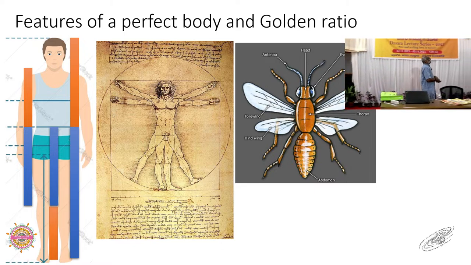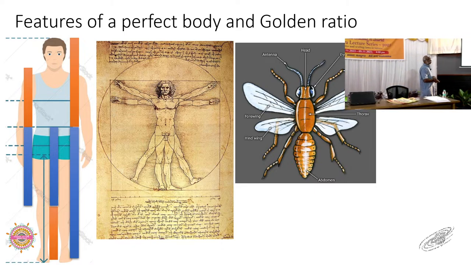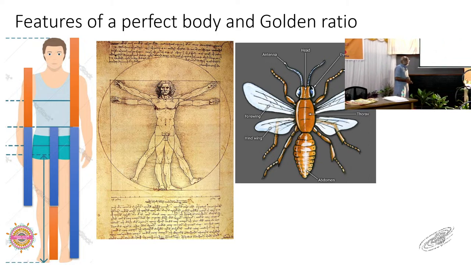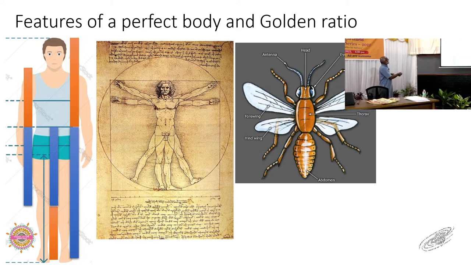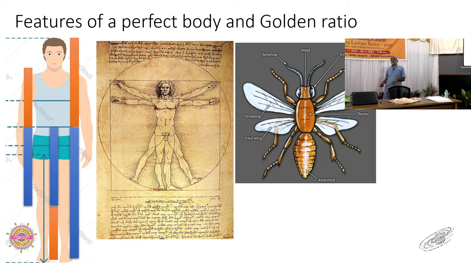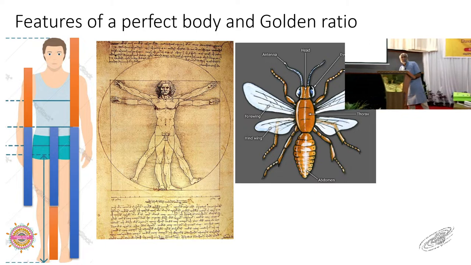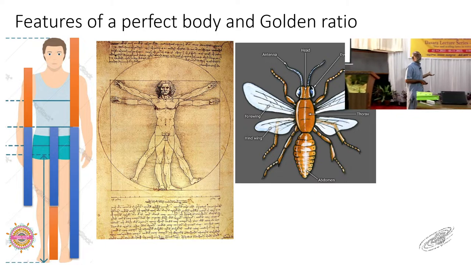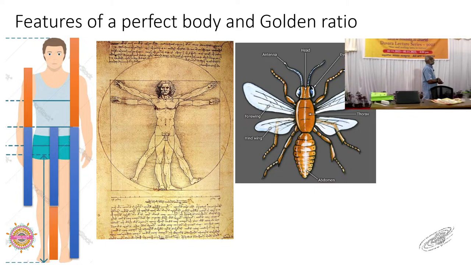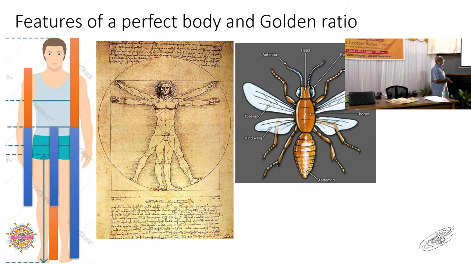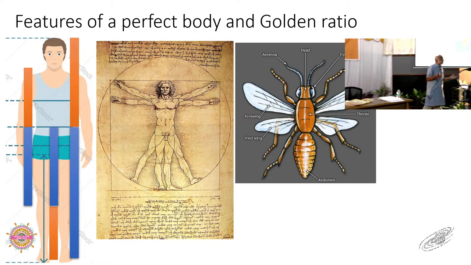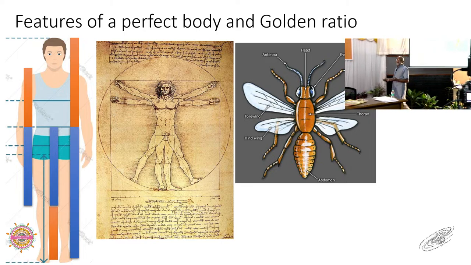Not only that, the length from our neck to the navel, and if you measure the length from navel to the knee, it is 1:1.62. If you measure the length from ground to our knee and knee to the navel, it is 1:1.62. So without our knowledge, the golden ratio seems to be all pervading in our body construction.